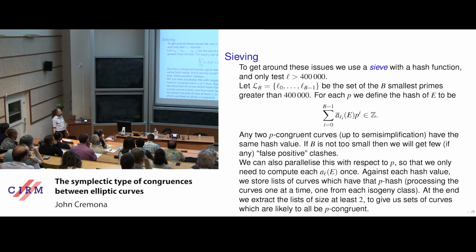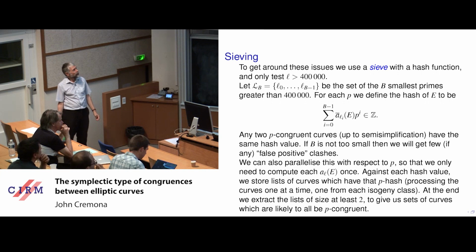So any two p-congruent curves have the same hash value, and we would hope that if we take b not too small, we wouldn't get any false positives. You'd get a false positive if the ALs for all the L's in the set you were using were congruent mod p, but some of the other L's weren't.